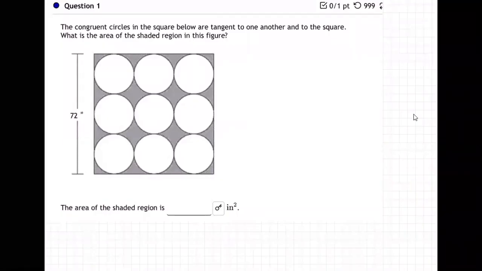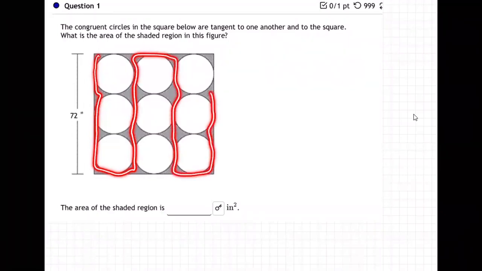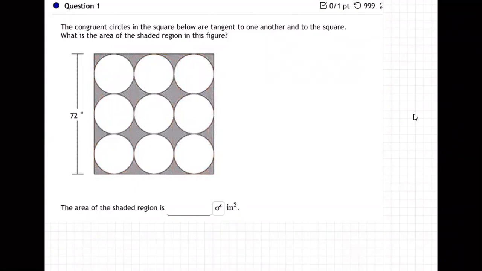Okay, so on this problem, we are being asked to find the area of the shaded region. This is kind of an interesting question. The shaded region is all these little shaded sections in between the circles. How are we going to figure that out?